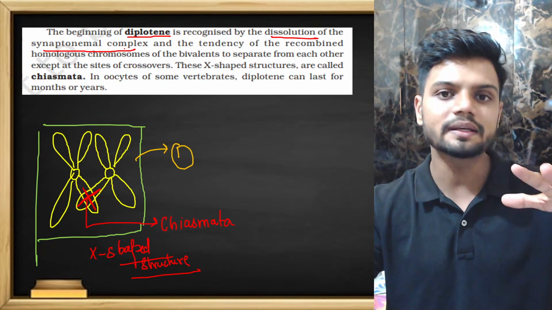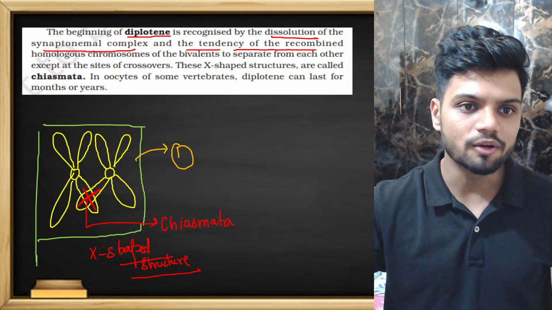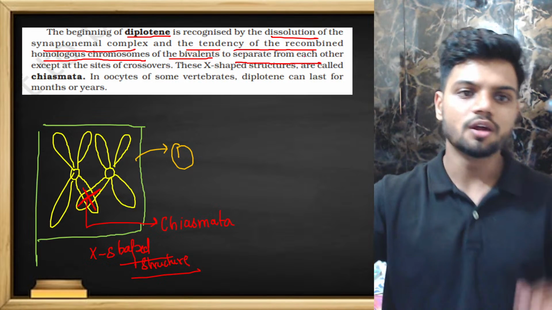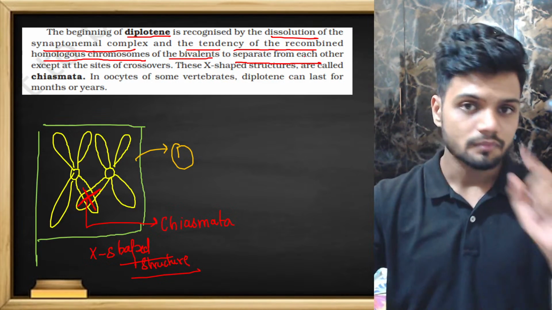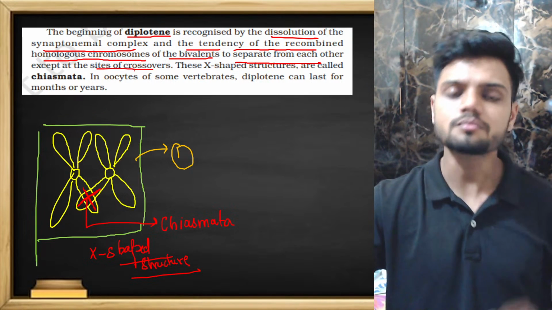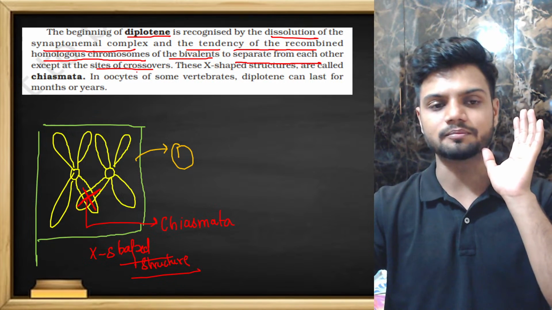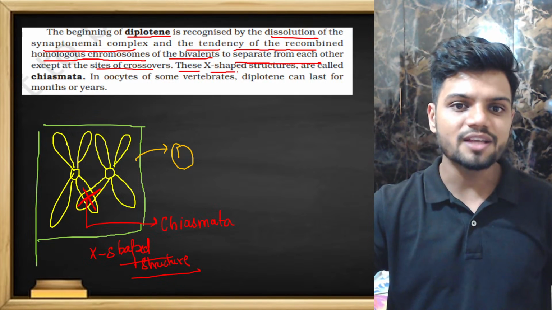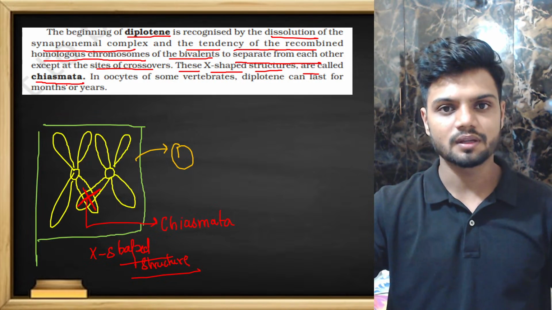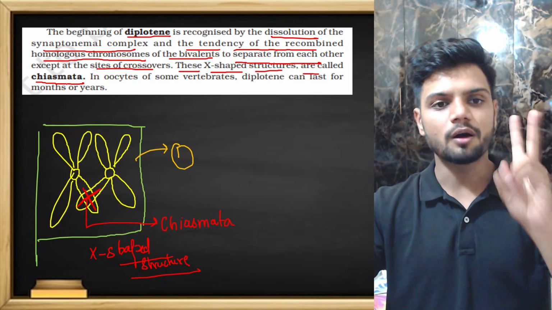Everything is dissolved completely, and the recombined homologous chromosomes of the bivalent tend to separate from each other. See, homologous chromosomes are separating, except at the site of crossing over. So whenever there is crossing over, in that place nothing is happening. Now these X-shaped structures are called chiasmata. Those are two main points of diplotene.